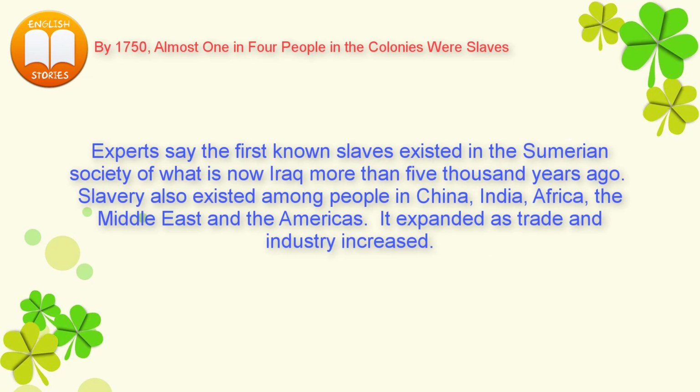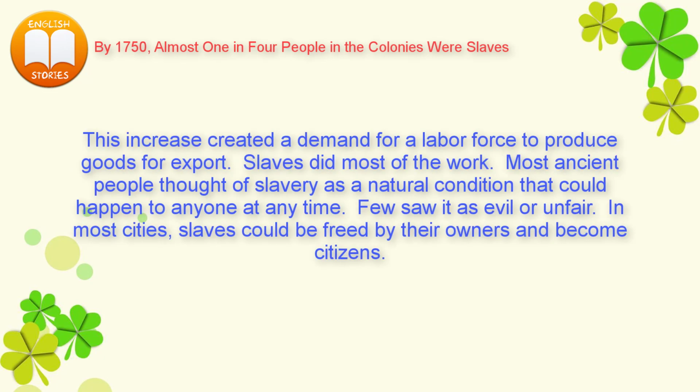Experts say the first known slaves existed in the Sumerian society of what is now Iraq more than 5,000 years ago. Slavery also existed among people in China, India, Africa, the Middle East, and the Americas. It expanded as trade and industry increased. This increase created a demand for a labor force to produce goods for export.